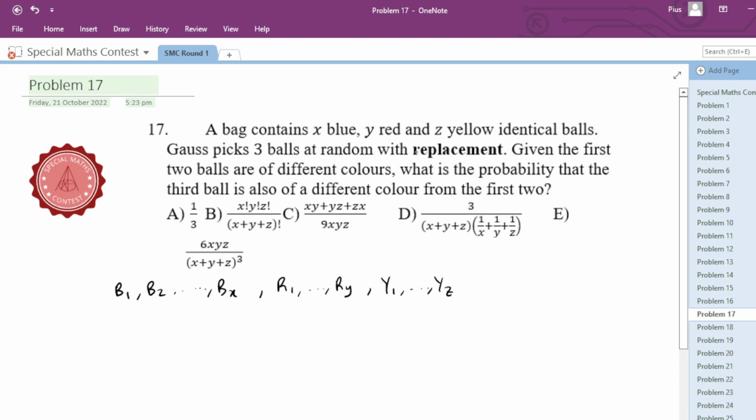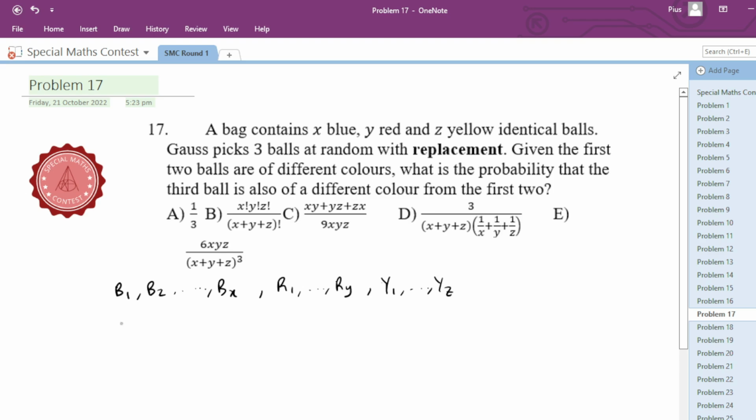Now we're picking 3 balls at random, all equally likely, with replacement. This means that after the first selection, the second selection comes back to the initial setup, so it's independent of whatever the previous outcome was. That independence means we can just multiply when we calculate the number of possibilities.